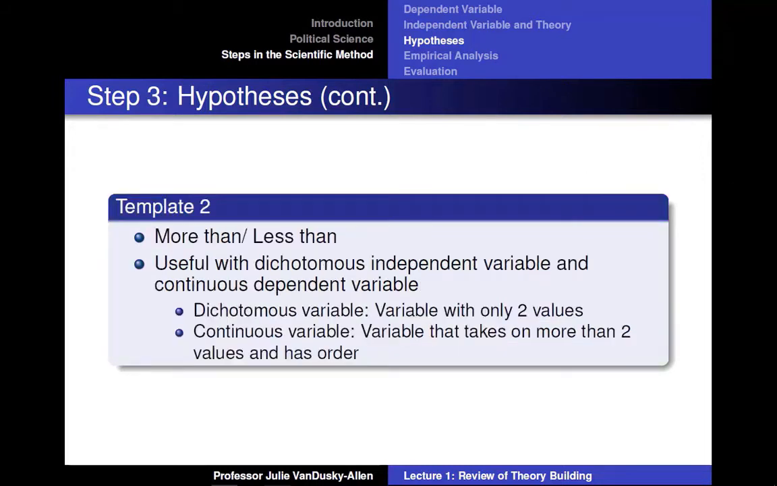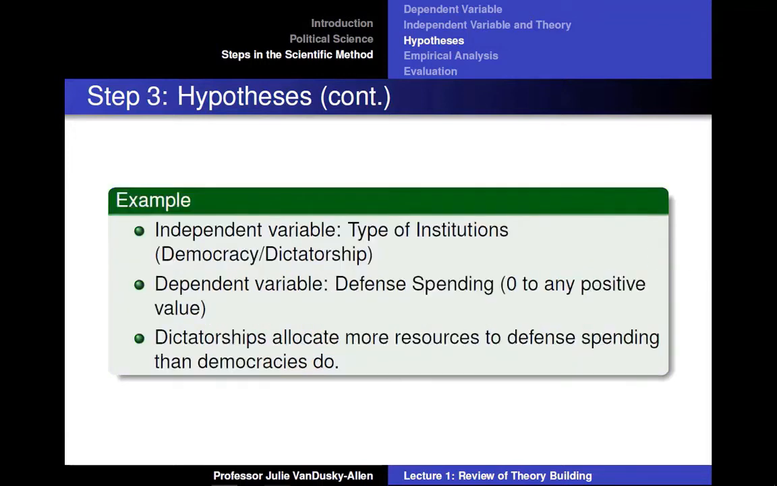The next hypothesis template is the more than / less than template. This template is useful when you have a dependent variable that is continuous, as in it takes on more than two values and has inherent order, and an independent variable that is dichotomous. For example, imagine your dependent variable is defense spending, which is continuous as it can take on any positive dollar value, and your independent variable is type of institutions, which only takes on two categories, whether a country is a democracy or a dictatorship. Our hypothesis could be dictatorships allocate more resources to defense spending than democracies do.